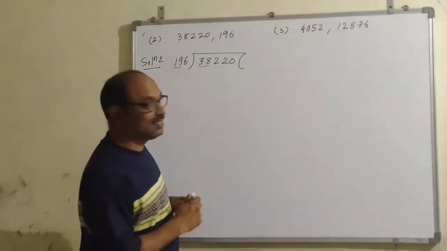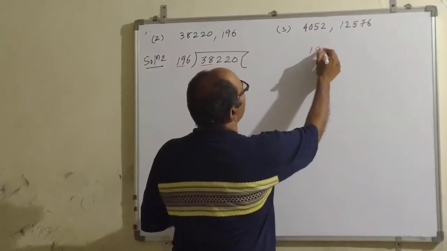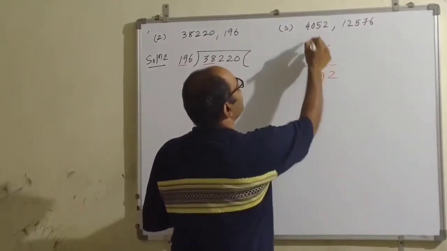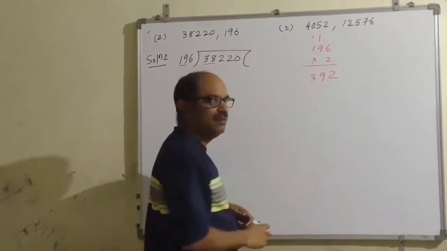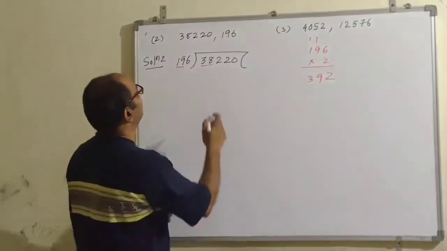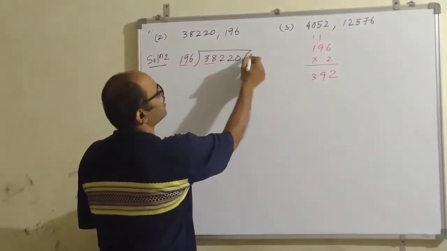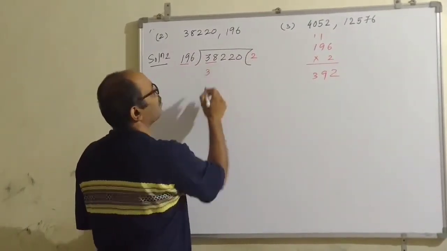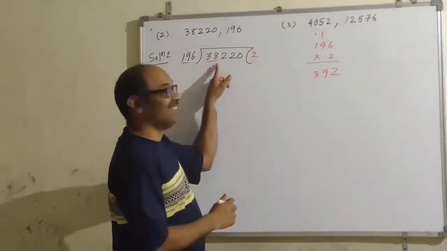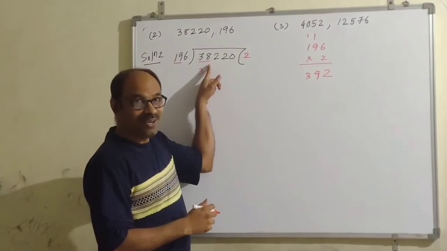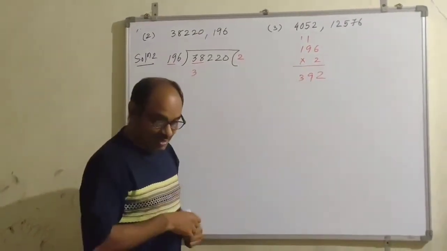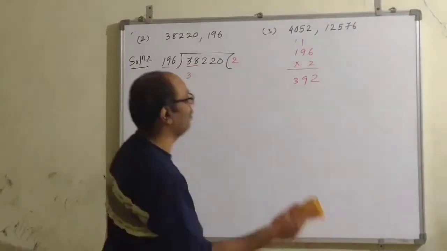Our table is 196. So let's find out 196 twos are 12, 19, and 3. You can do that multiplication. So it's 392. 196 twos are 392, I'm sorry. 392 is greater than 382. So it's not divisible. If it is not divisible by 2, you have to consider the divisibility by 1.